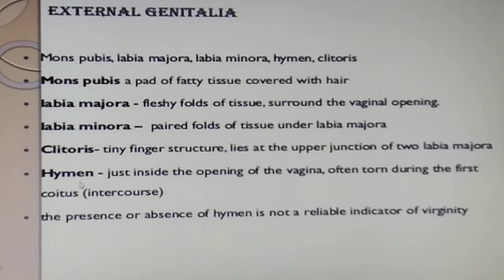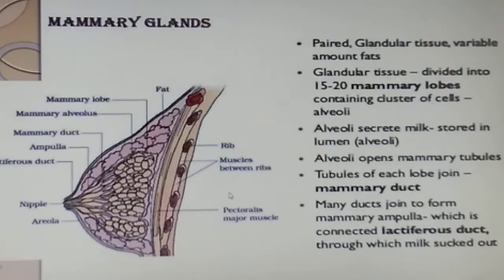Last one we have is the hymen, just inside the opening of the vagina, often torn during the first coitus, intercourse. That is the hymen. So during the first intercourse, this hymen gets broken. Although this may not be true, like if someone is actively participating in sports activity, horseback riding, cycling, so in some women the hymen persists even after coitus. And the presence or absence of hymen is not a reliable indicator of virginity.